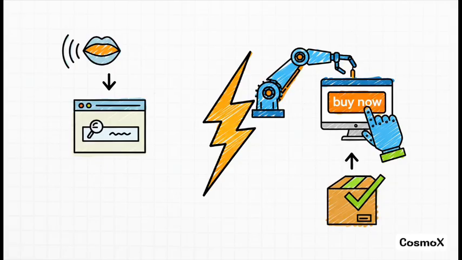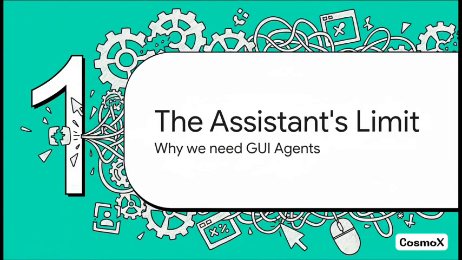The whole idea behind it is to create less of a digital talker and a whole lot more of a digital doer. So you might be wondering, why don't we have this already? It seems like a no-brainer, right? Well, it really boils down to a pretty big roadblock in how our current assistants are built.